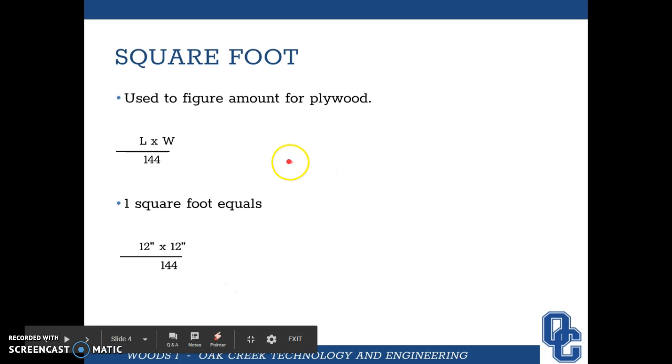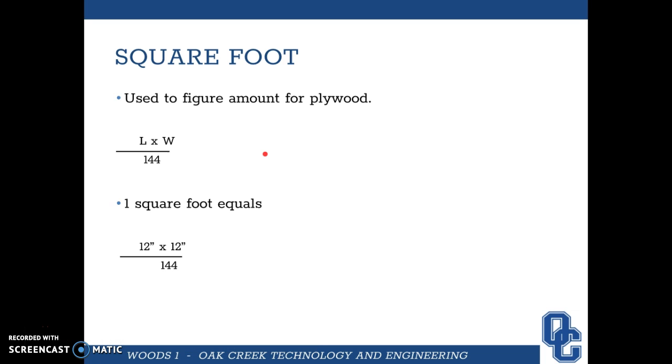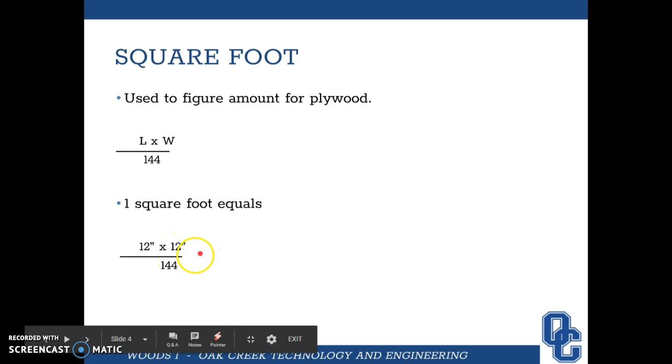Square foot, on the other hand, is used to figure out the amount of material for plywood. That's the stuff that's already cut down to thickness, and it comes in those big 8 foot by 4 foot sheets that we cut our pieces out of. This math equation is actually a little bit simpler. It is just length times width divided by 144. So, of course, 1 square foot equals 12 inches times 12 inches, which equals 144 inches, divided by 144. That is going to equal 1.